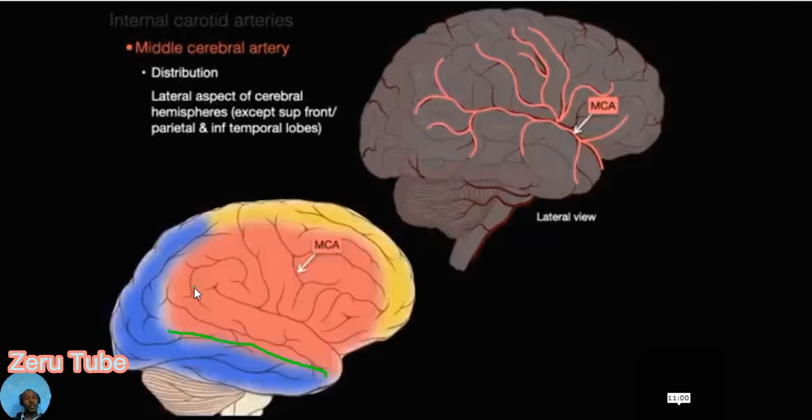The inferior surface of the temporal lobe, first let me show you the temporal lobe. This is the temporal lobe. So this area is supplied by two arteries. The lateral aspects and superior surface of the temporal lobe are supplied by the middle cerebral artery, but the inferior surface of the temporal lobe is supplied by the posterior cerebral artery. So except the superior surfaces of the parietal and frontal lobes and the inferior surface of the temporal lobe, the lateral aspect of the brain is supplied by the middle cerebral artery. The posterior cerebral artery supplies the inferior surface of the temporal lobe.